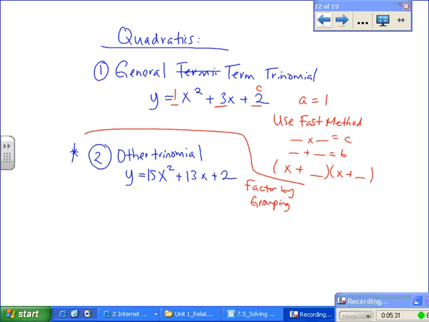Remember that factoring by grouping is where we split that middle b term into two factors, and then we group. We'll have a total of 4 factors. We'll group the first 2 and the last 2, and then we'll continue to factor those.